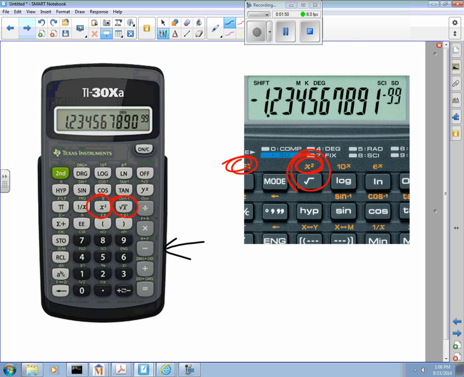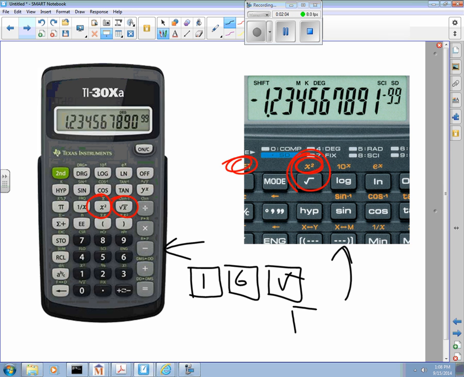If this is your type of calculator here and you would like to square root the number 16, which we know already should be 4, you actually have to type in 16 and then hit your square root button. If, however, this is your calculator, you will likely have to type it in as the square root first of 16. Give that a try right now if you haven't done so before this, and see which way your calculator works. I'll give you a second.